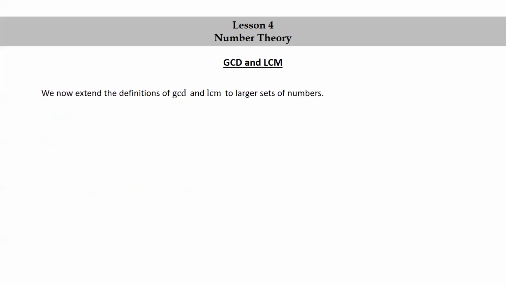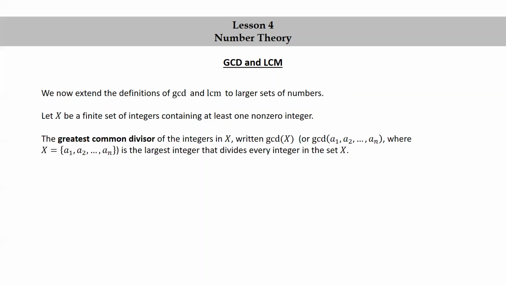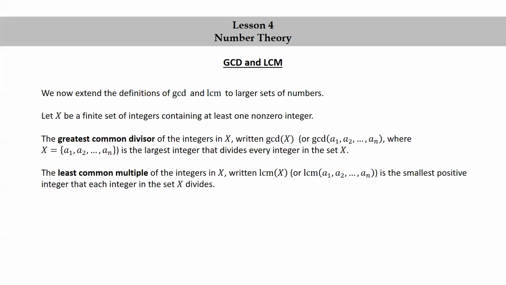We now extend the definitions of GCD and LCM to larger sets of numbers. Let X be a finite set of integers containing at least one non-zero integer. The greatest common divisor of the integers in X, written GCD(X), or GCD(a1, a2, through an), where X is equal to the set consisting of a1, a2 through an, is the largest integer that divides every integer in the set X. The least common multiple of the integers in X, written LCM(X), or LCM(a1 through an), is the smallest positive integer that each integer in the set X divides.